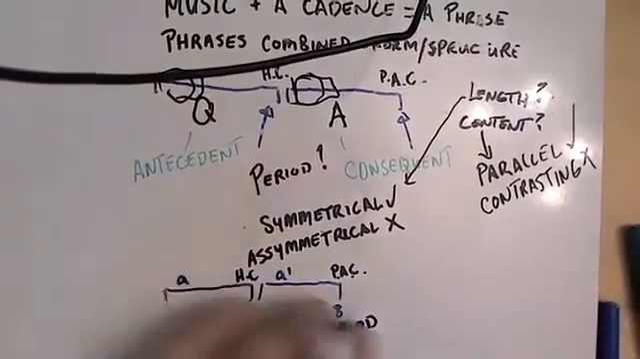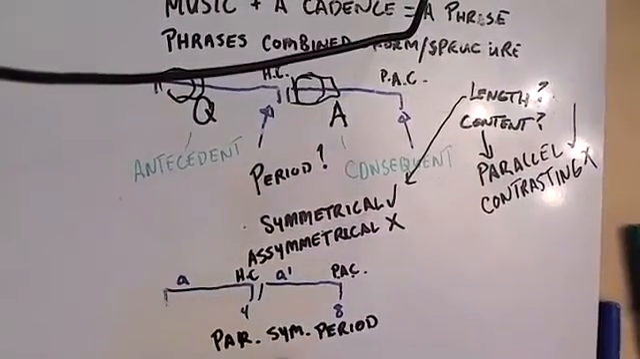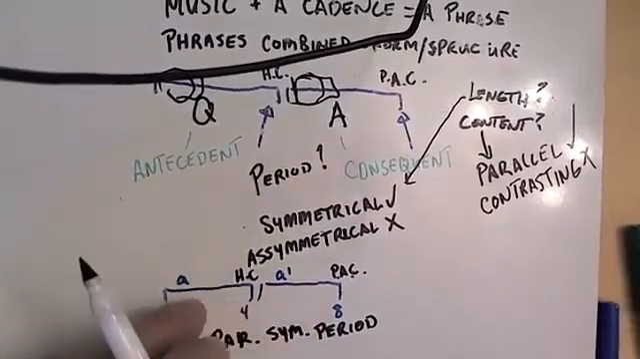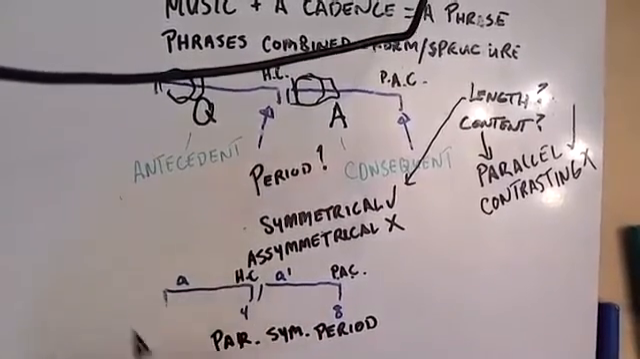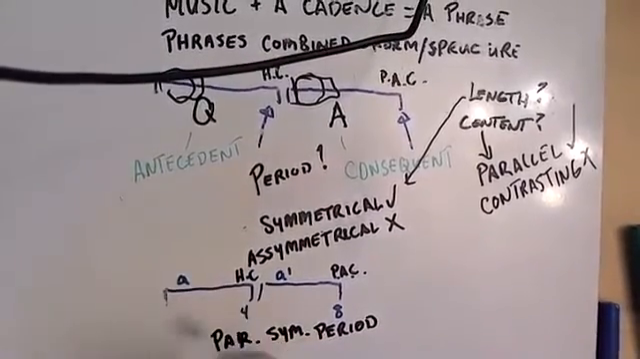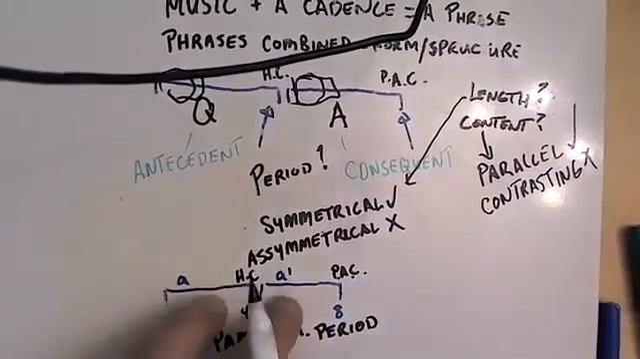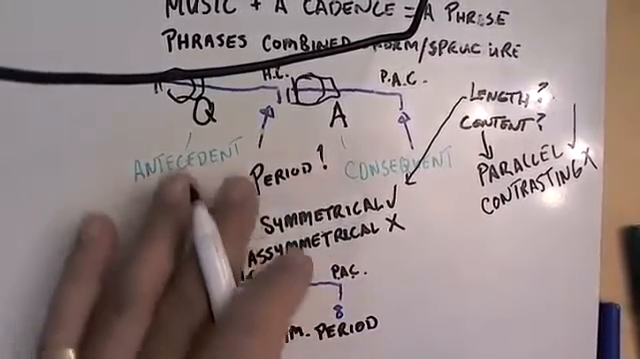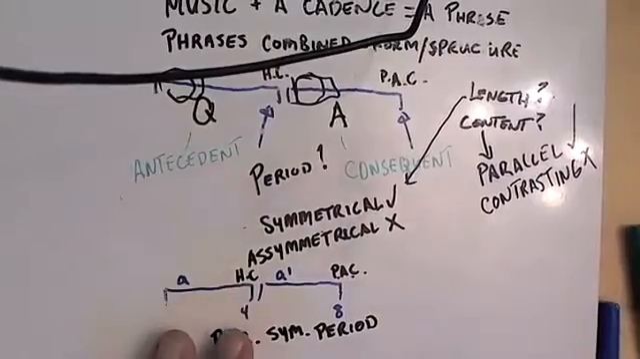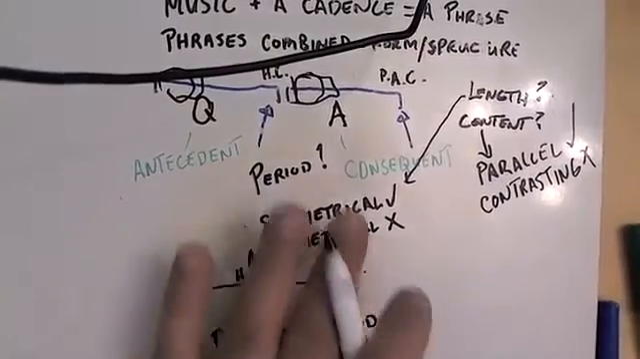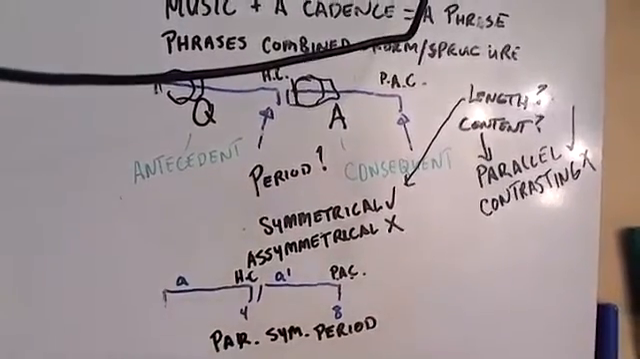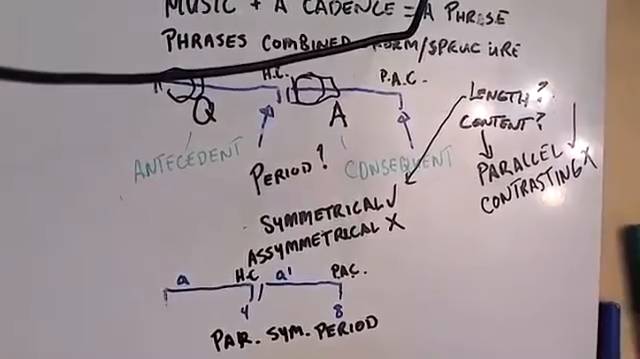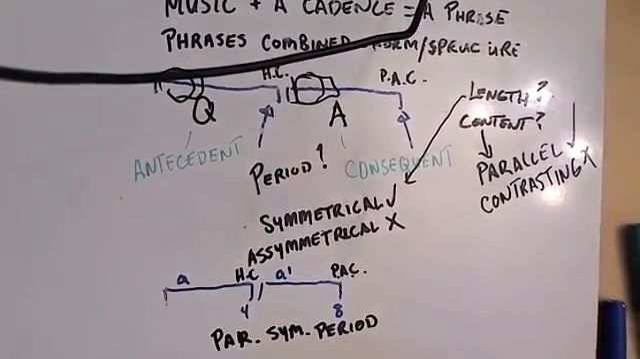Now, if the phrase lengths were different, then we call it asymmetrical. If the materials were contrasting, not repeating the same material again, then we call it contrasting. We'd call it parallel if they were the same, and contrasting if they were different. If the cadences did not work out, so that the first was not less conclusive, the half cadence, and the second more conclusive, then it wouldn't be a period at all. It might be repeated phrases or a group of phrases or something like that. Okay, and that's that.